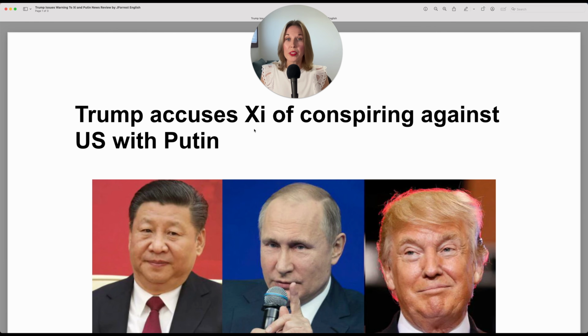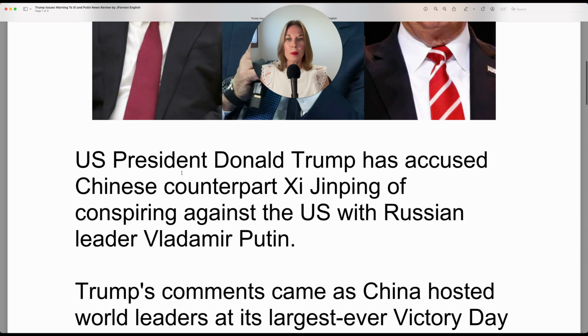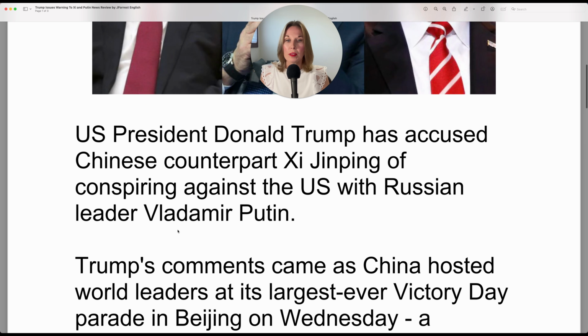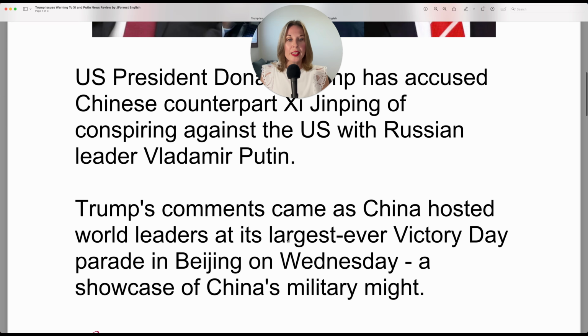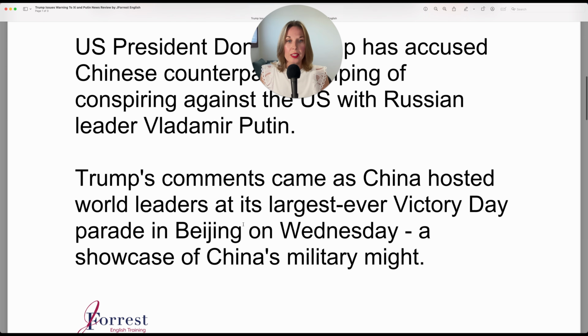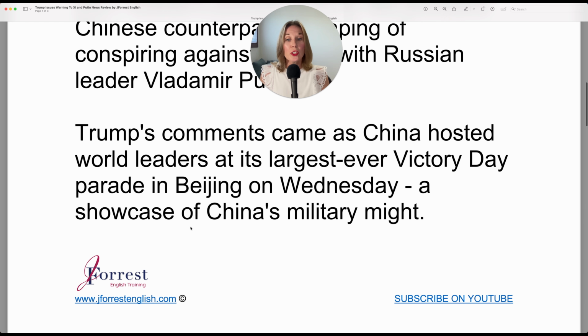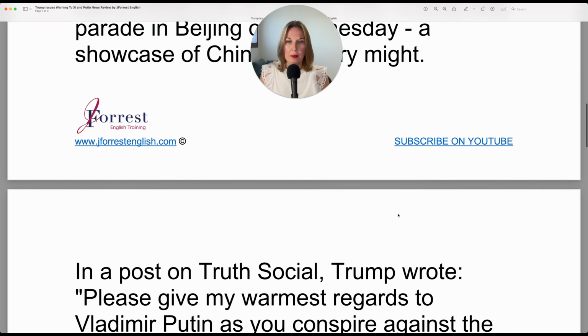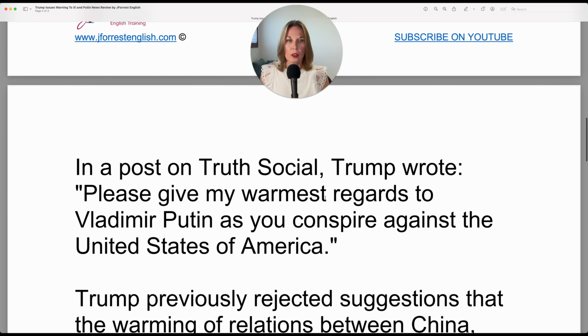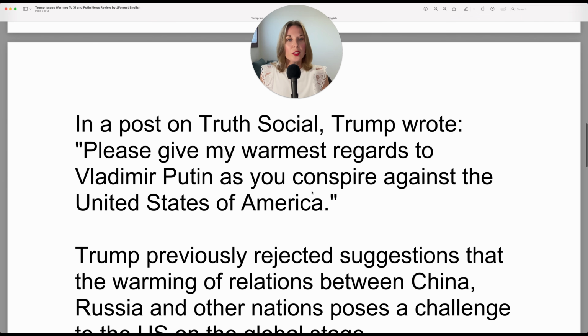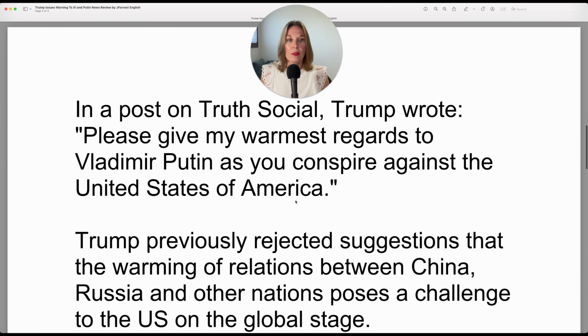Trump accuses Xi of conspiring against U.S. with Putin. U.S. President Donald Trump has accused Chinese counterpart Xi Jinping of conspiring against the U.S. with Russian leader Vladimir Putin. Trump's comments came as China hosted world leaders at its largest ever Victory Day parade in Beijing on Wednesday, a showcase of China's military might. In a post on Truth Social, Trump wrote, "Please give my warmest regards to Vladimir Putin as you conspire against the United States of America."